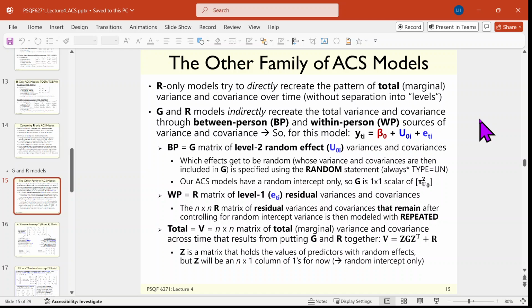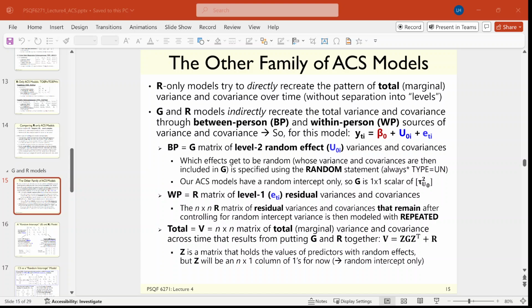So I think one of the key ideas here is that we are splitting that original R matrix into something between people and something within people. In that case, the R matrix becomes something different, like just the within-people residuals. And we are allocating part of the original variance into the G matrix, which contains the random intercept variance, because we know that part of the variability comes from the between-people mean differences.